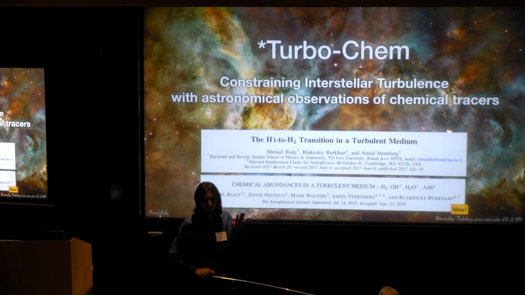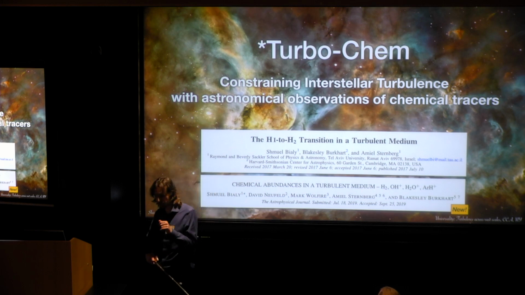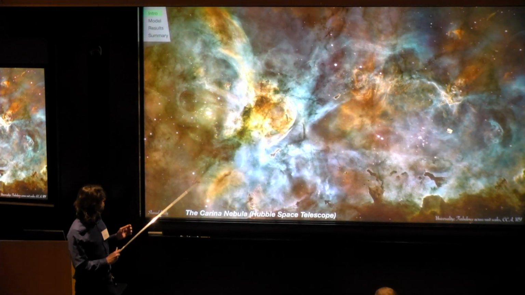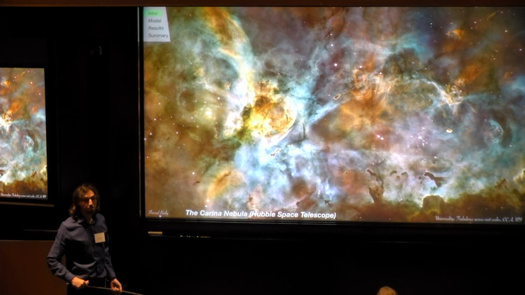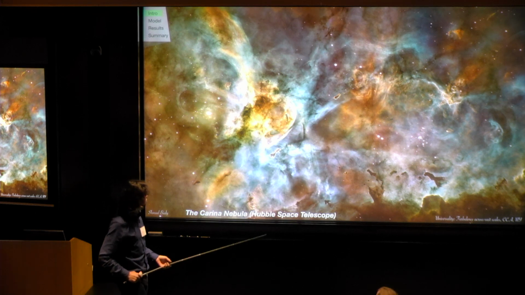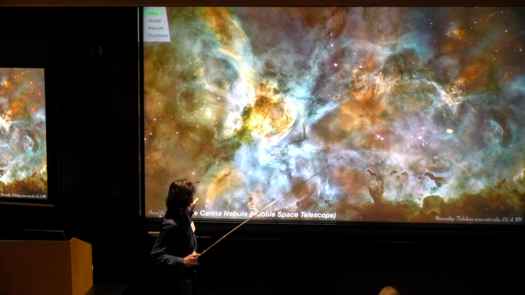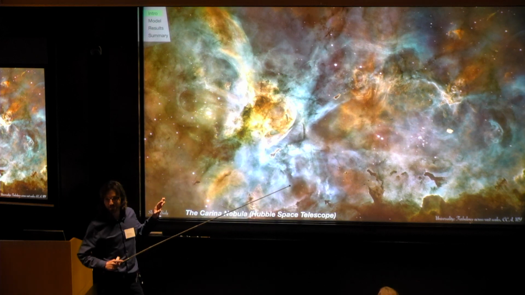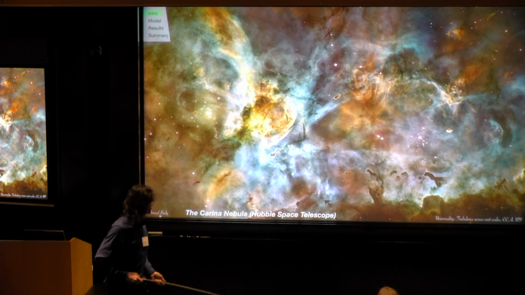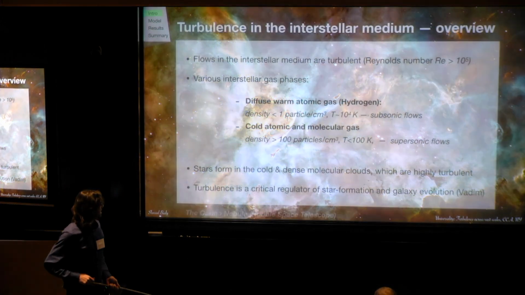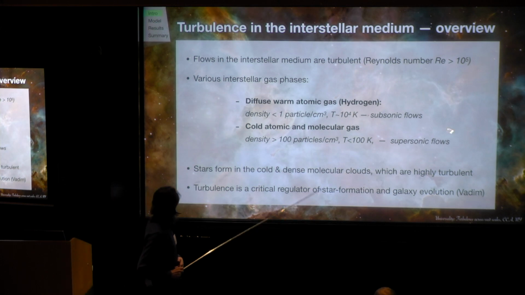So this thing here, the interstellar medium, the ISM, is the background image here. That's an example of a piece of the interstellar medium of our galaxy. That's the Carina Nebula. And I think it's really nice to stare at it, but I'll continue to talk and won't let you stare at it.